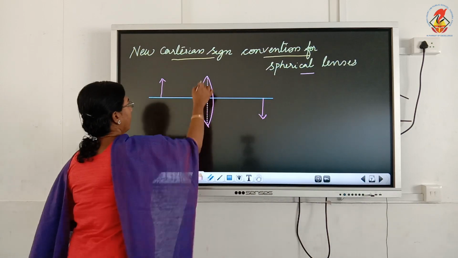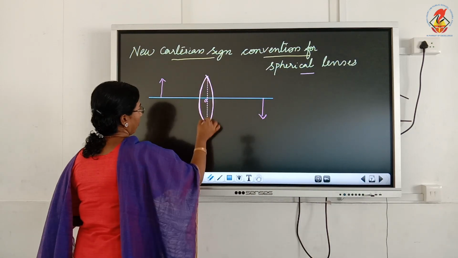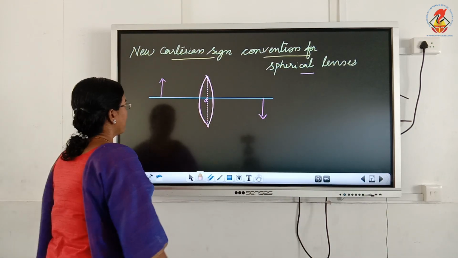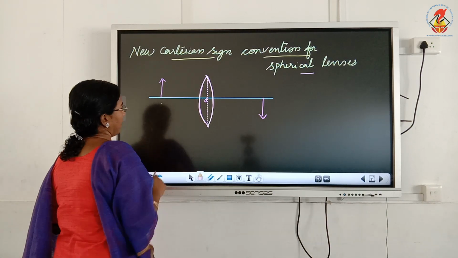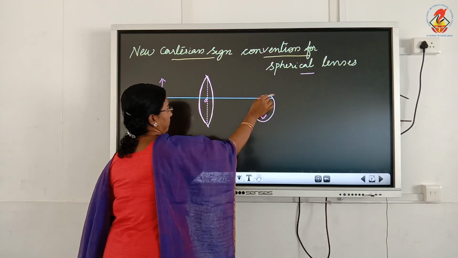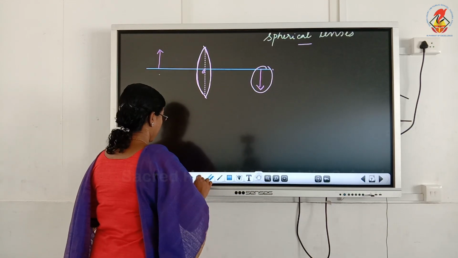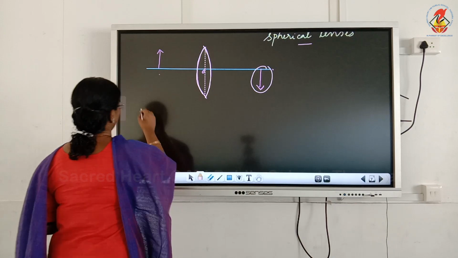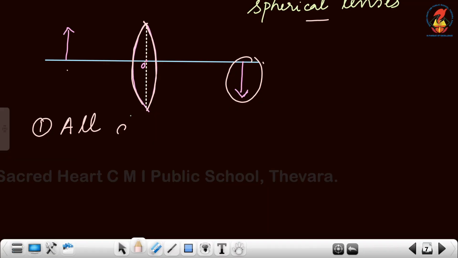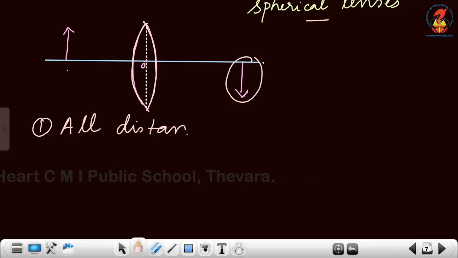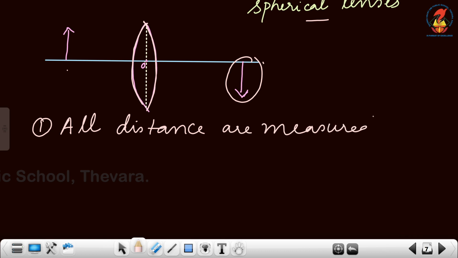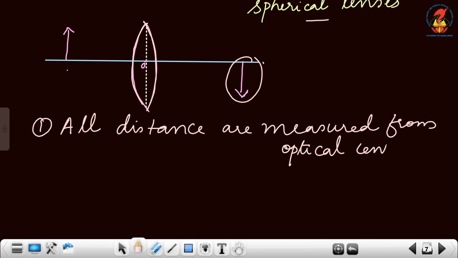Now imagine you have a lens of optical center O, and an object is placed in front of the lens and an image is formed on the other side. Now the first sign convention which we use is all distances are measured from the optic center.